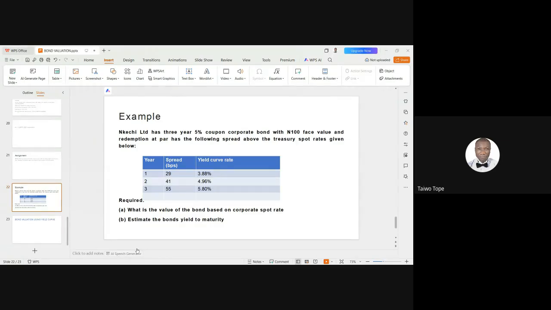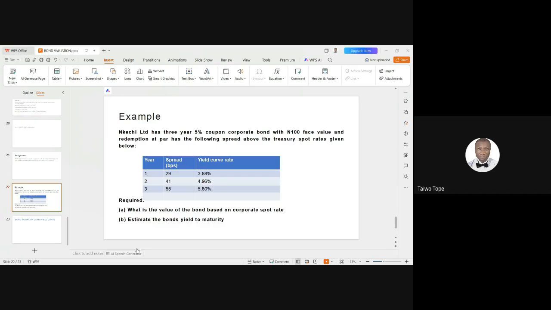From this question, your coupon payment will be what? 5 naira. That is 5% of the face value. 5% of 100 will be 5 naira. And the redemption value will be 100. Now, for you to discount, what are you going to do?